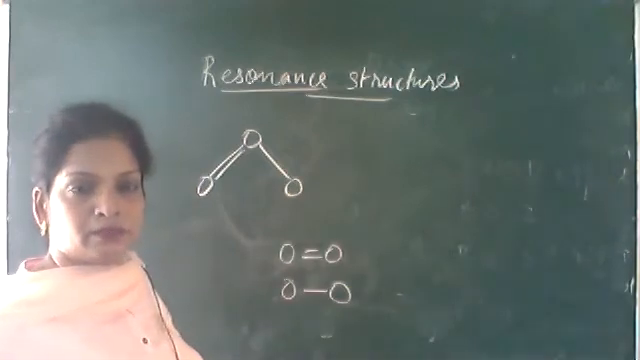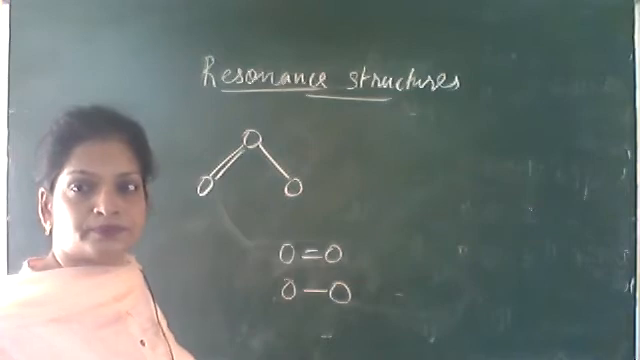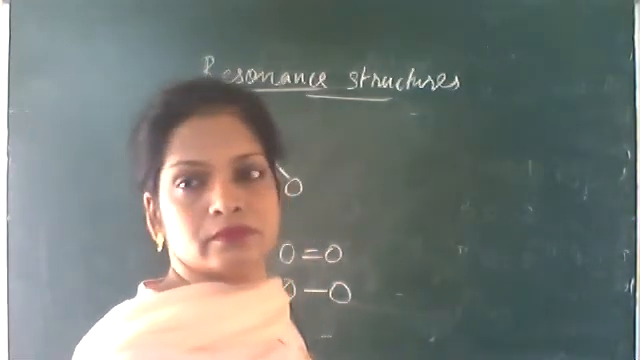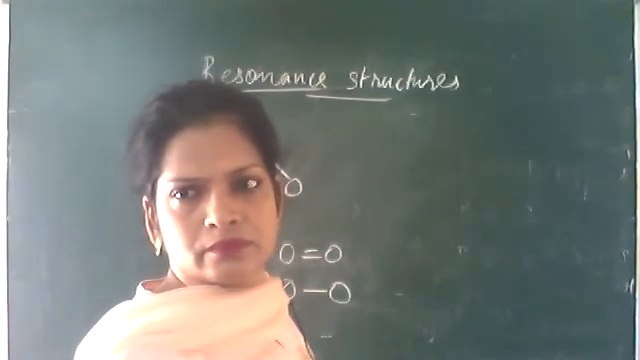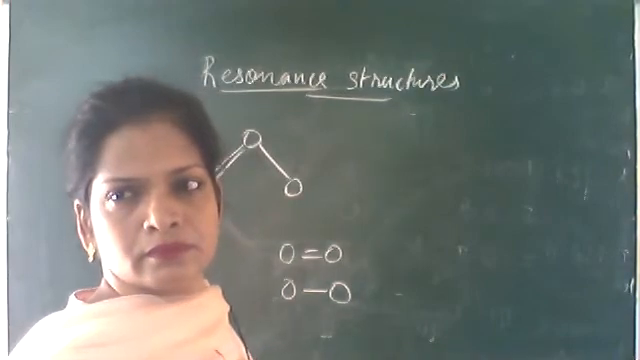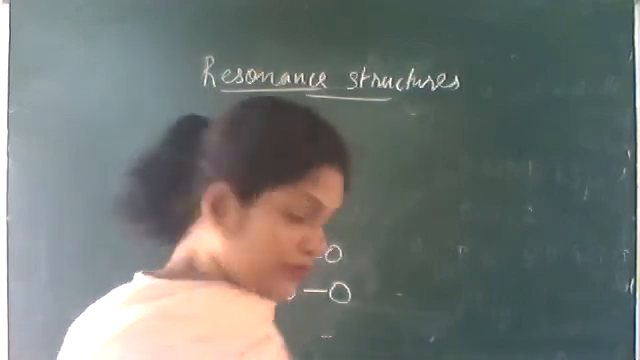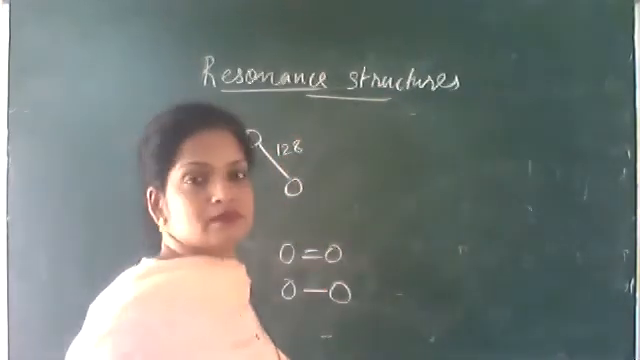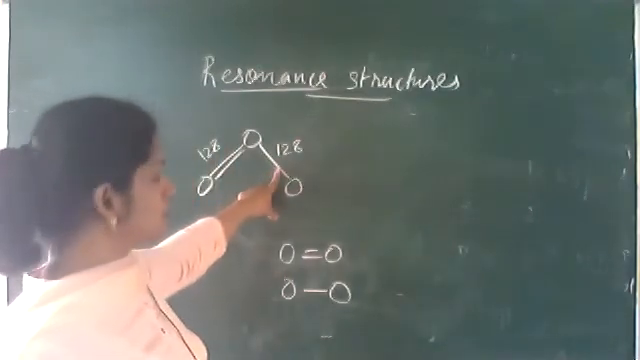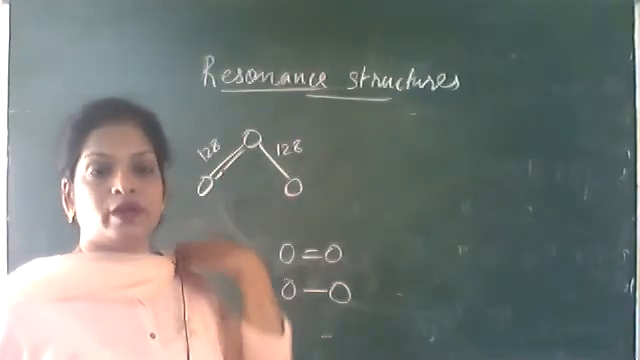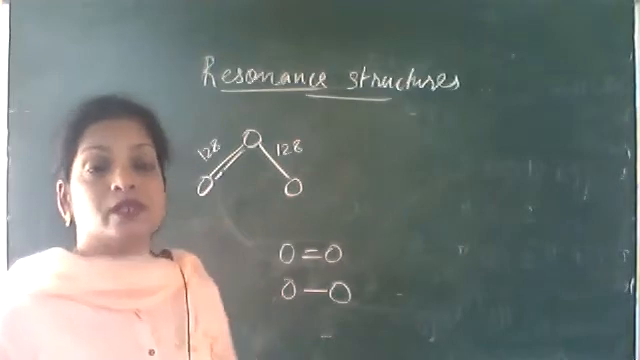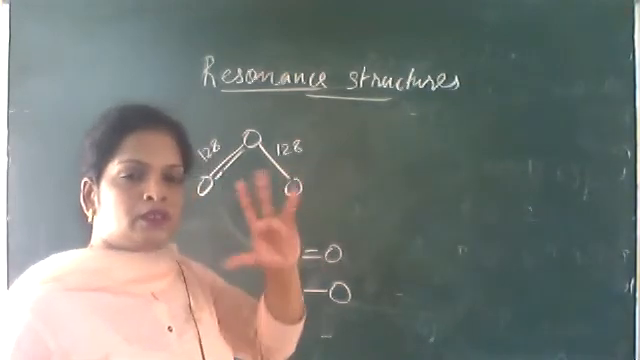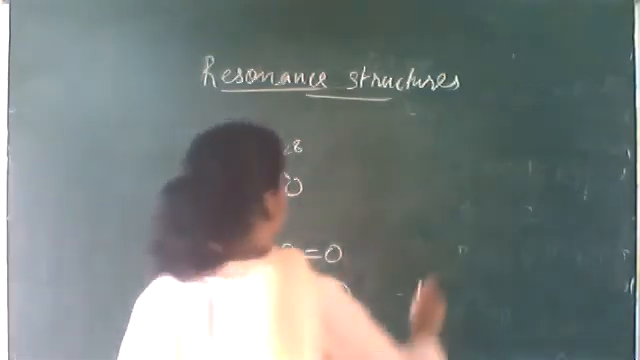But when we measured by an experiment, we found that both the bond lengths are equal. That is 128, and this is also 128. We expected a higher value for this and a lower one for this, but both are equal at 128. That gave the light to the resonance structures. So we say that this is not a pure double bond and this is not a pure single bond. It is in between a double bond and a single bond, and we show it like this.